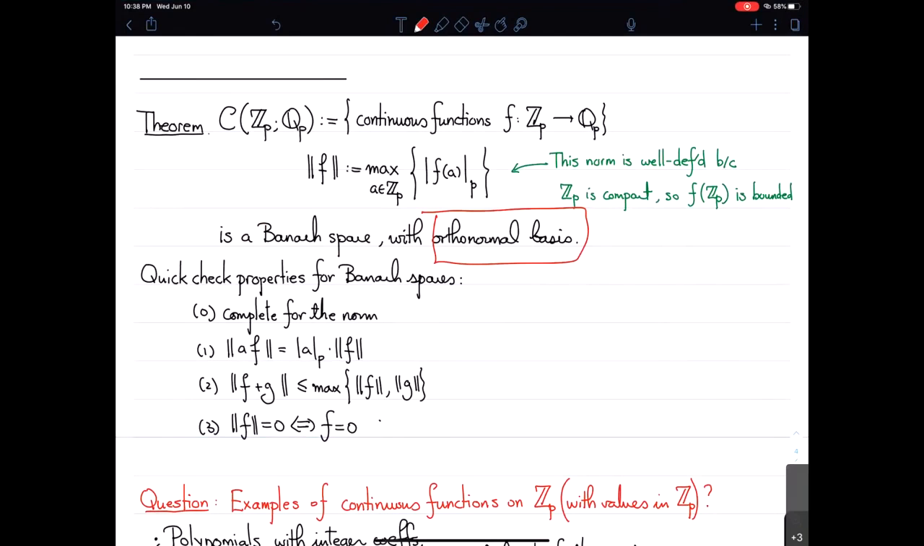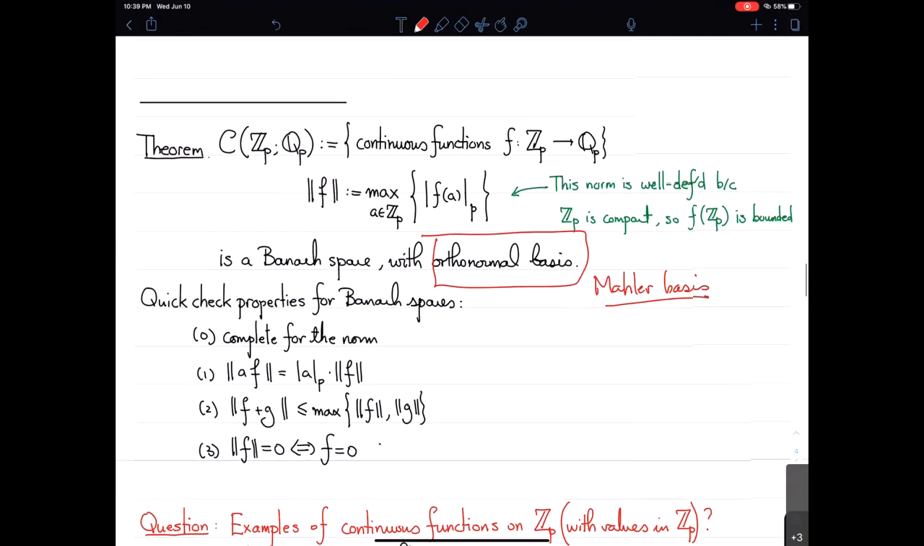It will actually give an orthonormal basis of this. This is the so-called Mahler basis. Let me write the name here. I'll write it again later. Okay, so let's quickly check the properties of Banach spaces for this space. First of all, it's complete for the norm. Looks like so, right? If you have a certain sequence of functions, where the maximum of the p-adic norm of the values converges uniformly or something. Anyways, this is easy, I guess.